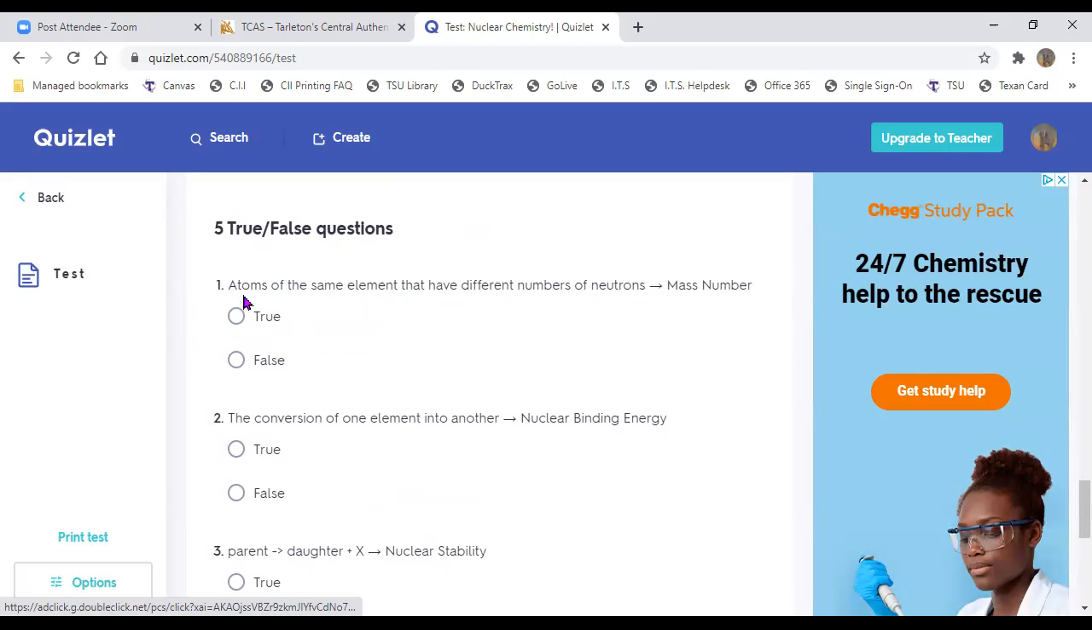So we have atoms of the same element that have different number of neutrons. Do y'all remember the term that covers this? Because it's not mass number. These don't really go together at all. But atoms of the same element that have different number of neutrons. So it's the same element. Like, let's say you have 2 carbons. You have carbon 12 and carbon 14. What's the term that tells you what you're dealing with? Do you remember?